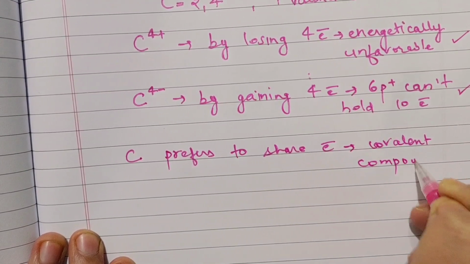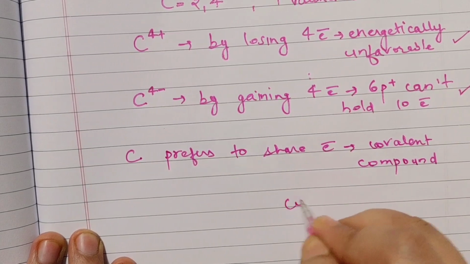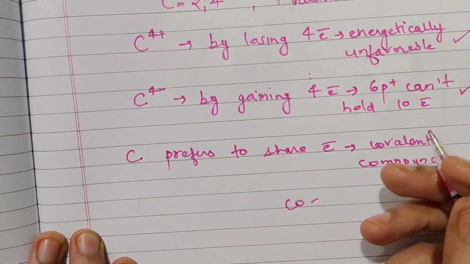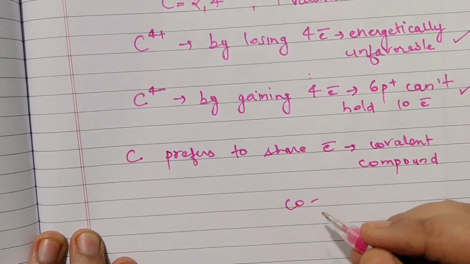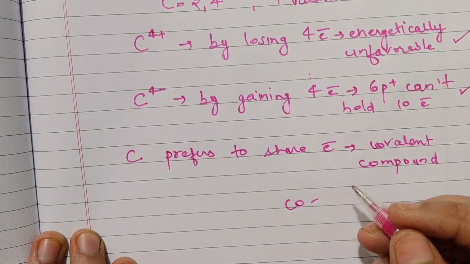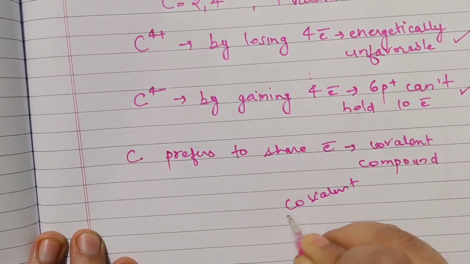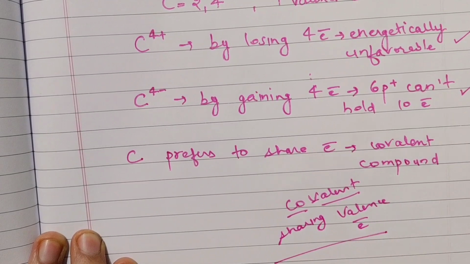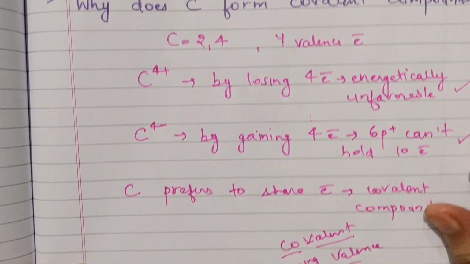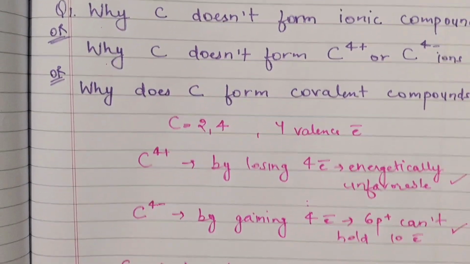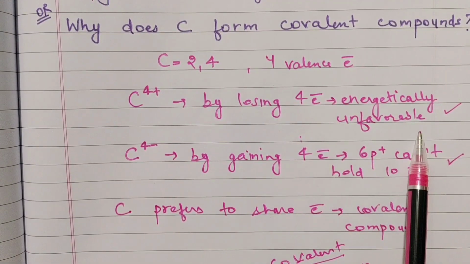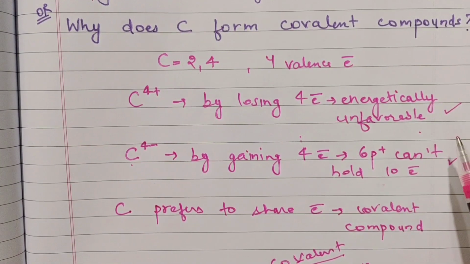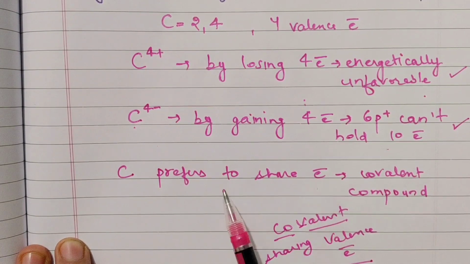Covalent compounds are formed by sharing electrons. See, co means together. Okay? So, co-teachers means the teachers who are sharing responsibilities. Right? So, covalent bonds are formed by sharing the valence electrons. Covalent is sharing valence electrons. Okay, this is how you remember it. All right, so now I hope I have answered the 3 questions, right? C+4 is not formed because it's energetically unfavorable. C-4 is not formed because 6 protons cannot hold 10 electrons. What option are you left with? Sharing of electrons. That is why carbon forms covalent bonds.